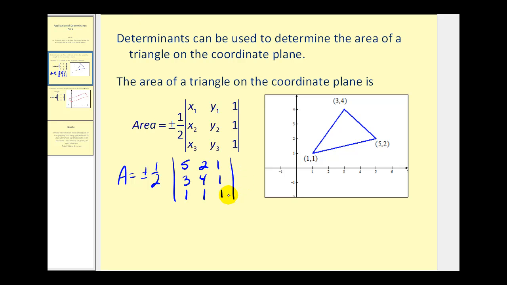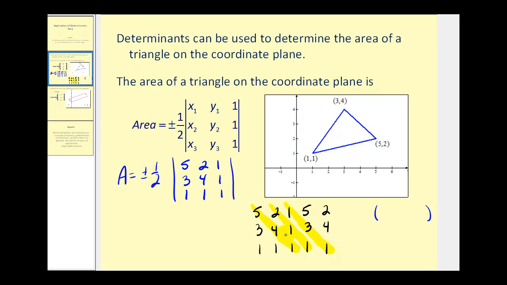Let's use the diagonal method. So we're going to go ahead and first copy down these first 3 columns. And then we're going to copy down the first 2 columns again on the end here. So we'll have 5, 3, 1 and 2, 4, 1. And now we'll find the product of the diagonals starting from the left moving to the right. So we'll have 1, 2, 3 products here. Let's go ahead and find these.